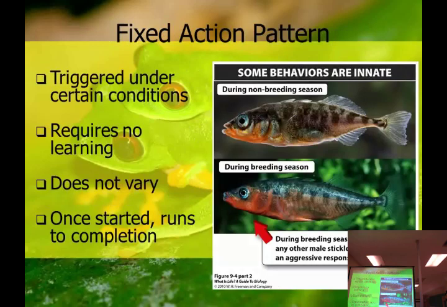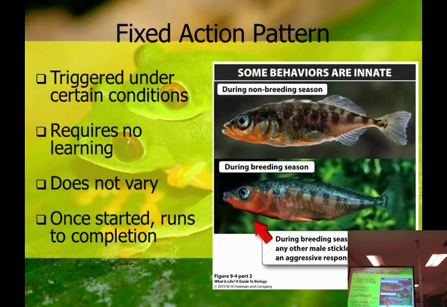So in this fixed action pattern, the red belly on any male stickleback fish triggers an aggressive response. So if one male stickleback sees another male stickleback that has that bright red belly, then they will start fighting with one another. So we're going to see that behavior when we look at the betta fish, which will be coming up here in like 2 weeks. And so even if they've never seen another betta, once they see that display, they will go through this very aggressive pattern. It doesn't vary. It doesn't require any learning. Once it's started, it's going to run to completion.